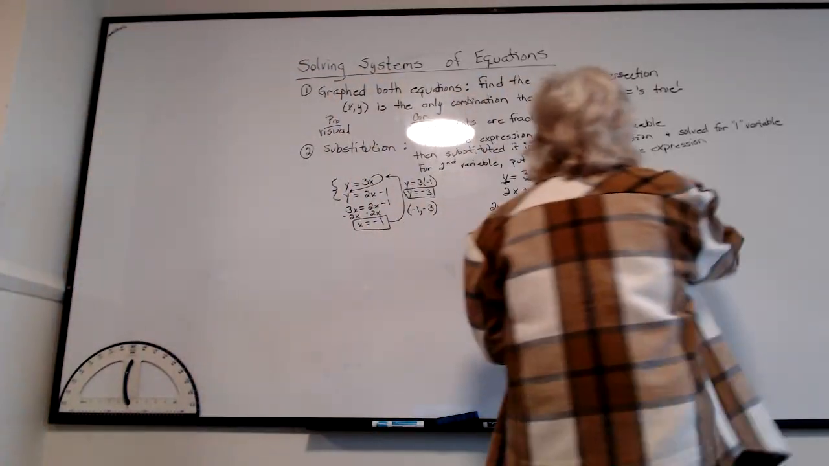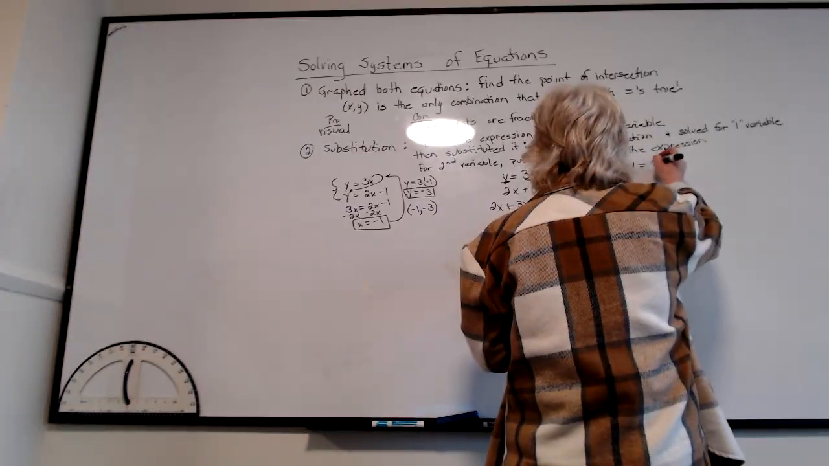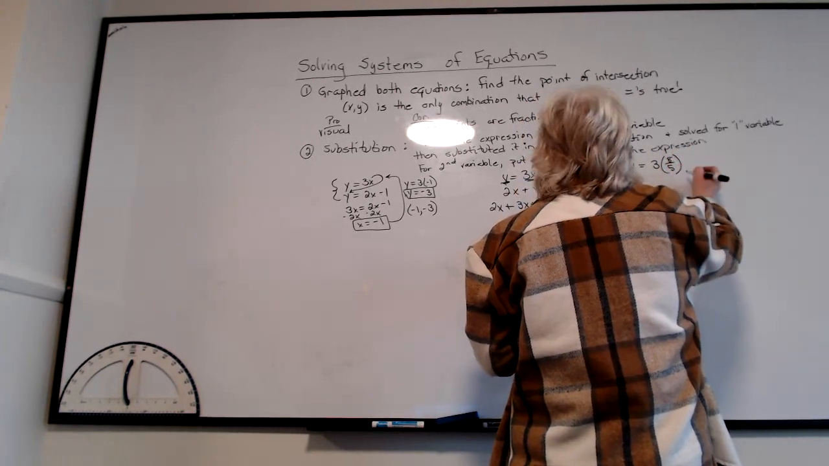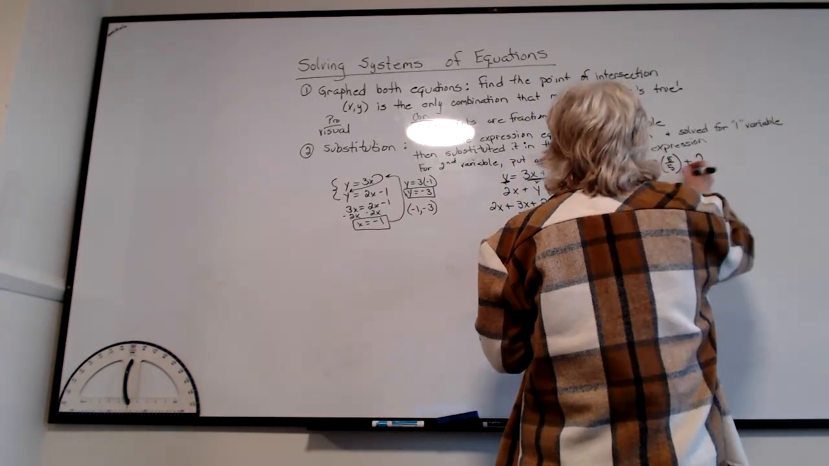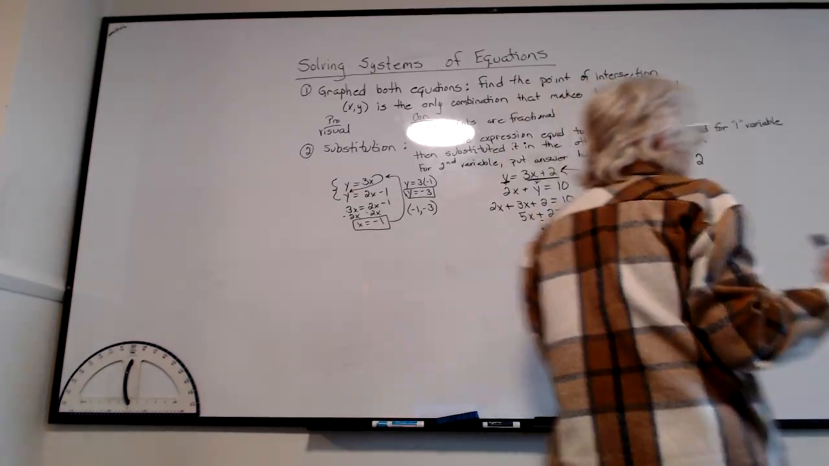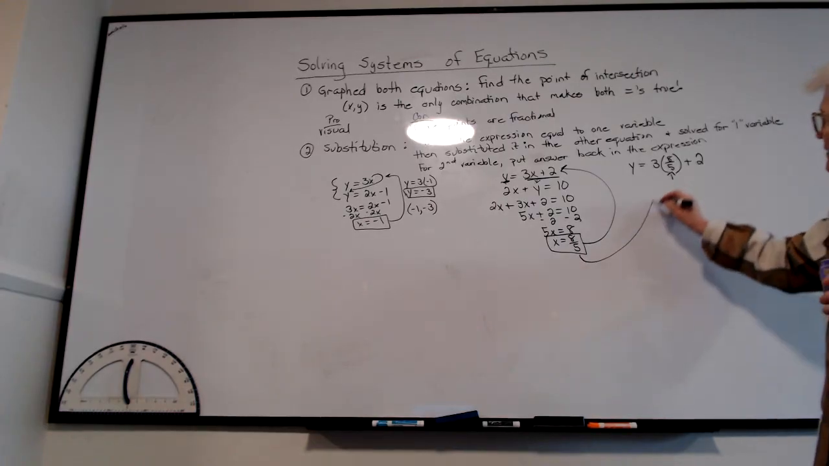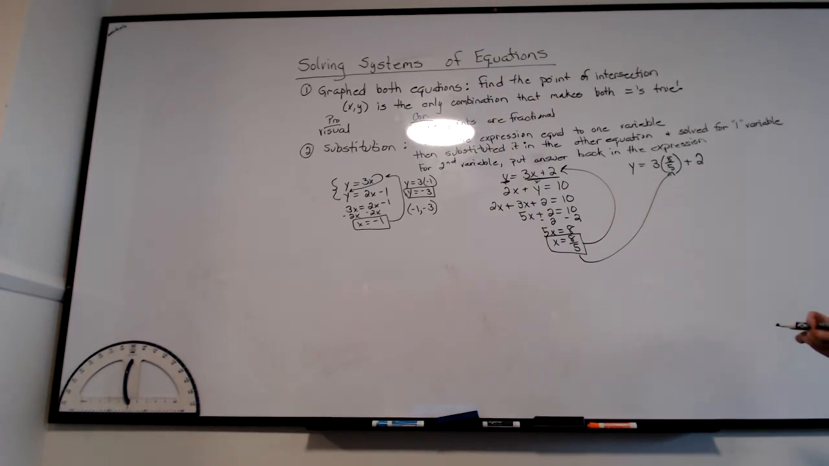Okay, so I'm going to go find y. Y is going to equal 3 times 8/5 plus 2. I just put x back in as 8/5, so I plug the 8/5 in for x. Not a lovely picture.